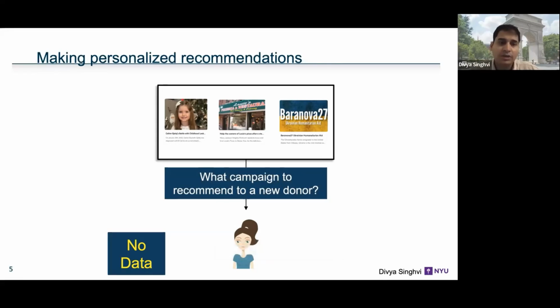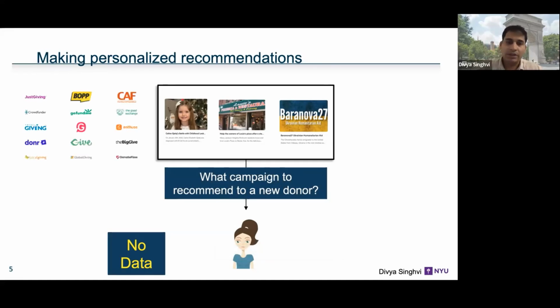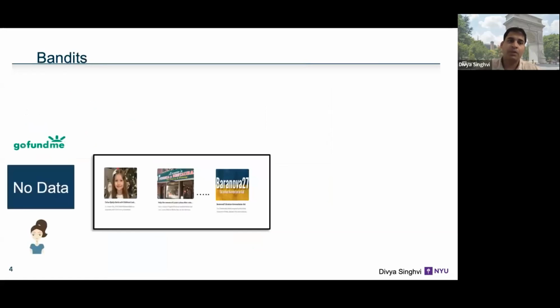Now, for existing donors, this problem might be a bit easier because we know their preferences. But for a new donor, this problem becomes much harder because there's no past data that can drive the right recommendations. Let me also say that there's not just one platform, there are multiple such platforms. This includes more popular platforms like GoFundMe, but also other platforms like Just Giving, Donor, Local Giving, and so on. Now, how do platforms solve this problem? Well, they solve it using this framework of bandits.